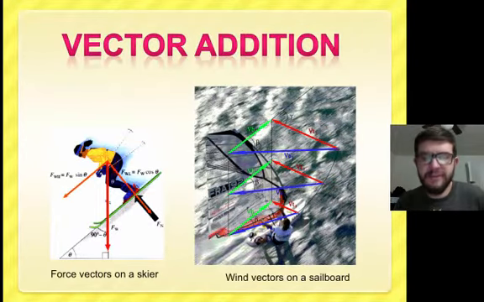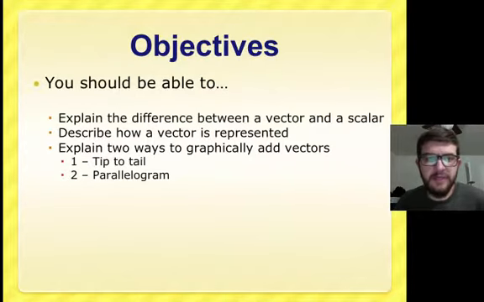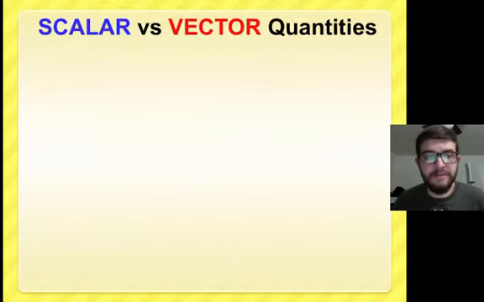Okay, this video is about vector addition, so let's get started. The objective of this video is that by the end of this video you should be able to explain the difference between a vector and a scalar. Then you should be able to describe how a vector is graphically represented. And then you need to be able to explain the two ways that we can graphically add vectors. The first one being tip to tail and the second one being the parallelogram method.